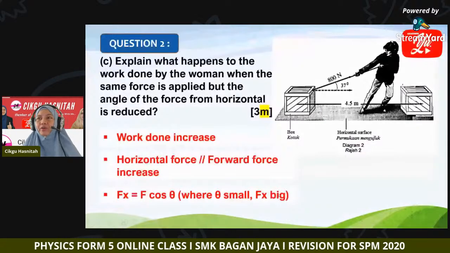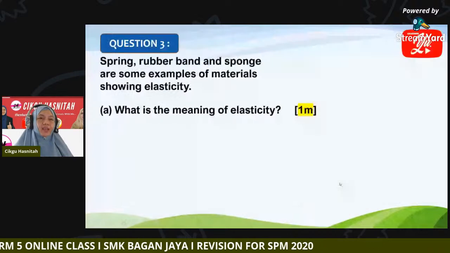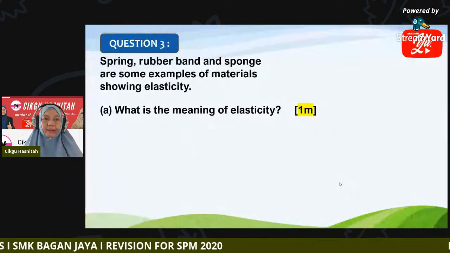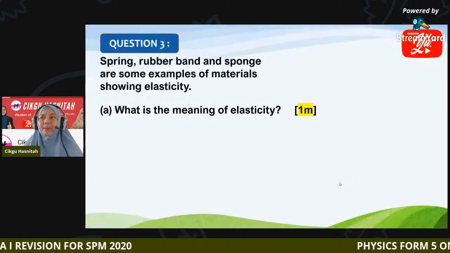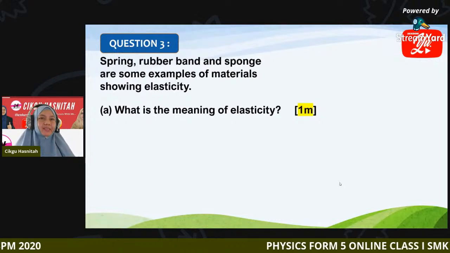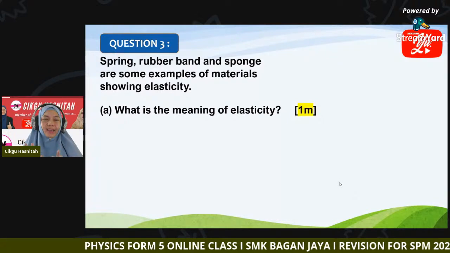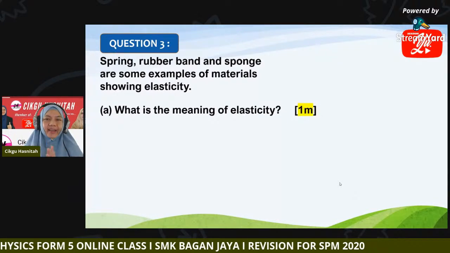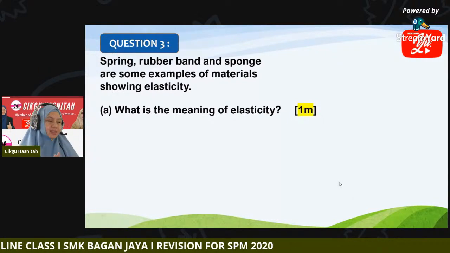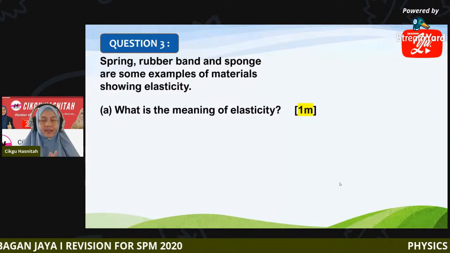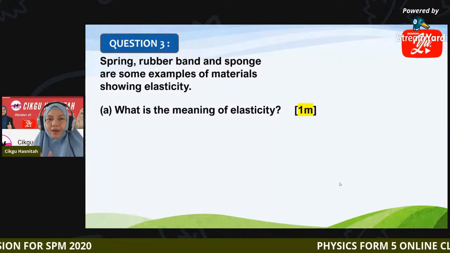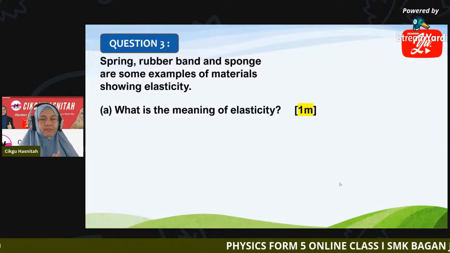Now we move to a new question, question 3. Question 3 is on spring. Spring, rubber band, and sponge are some examples of materials which show elasticity. So first question, what is the meaning of elasticity? Class, what is elasticity? Elasticity, what does it mean?